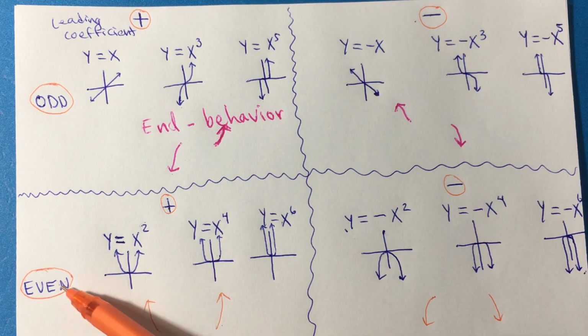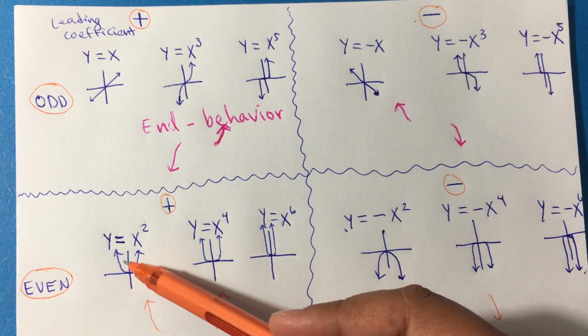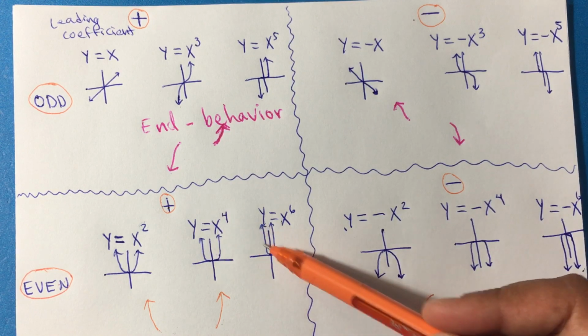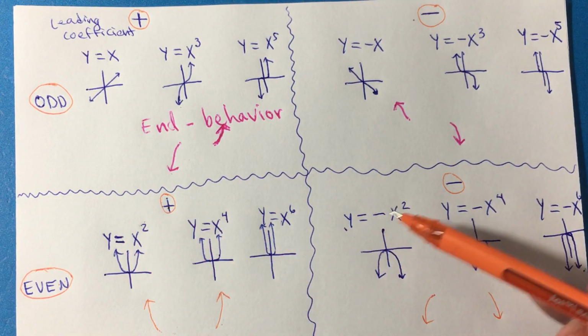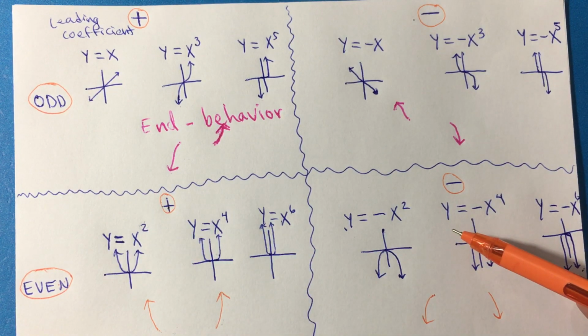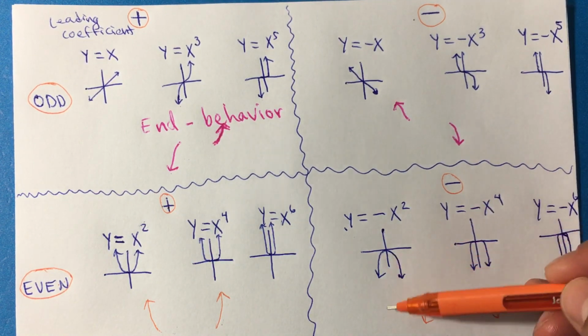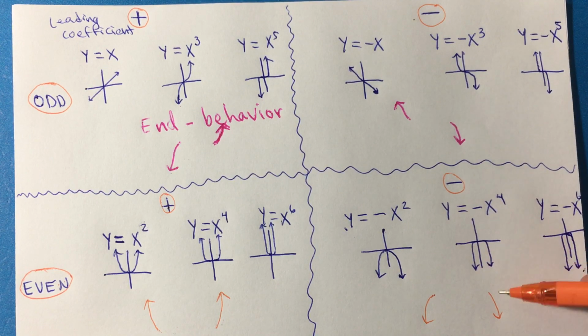For this one, if it's even, both will be going in the same direction. If it's positive, it tells me that the direction will be going up, infinitely to the positives. But if it's negative, it's going to be going down.